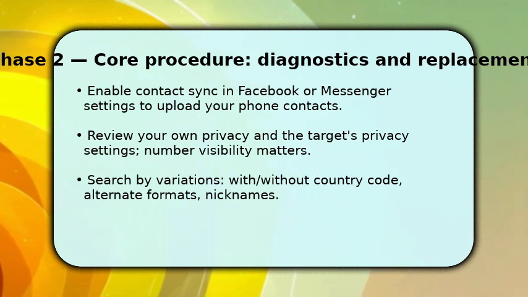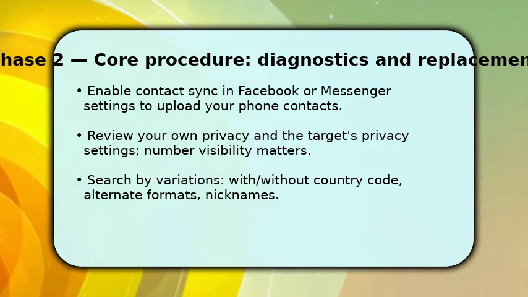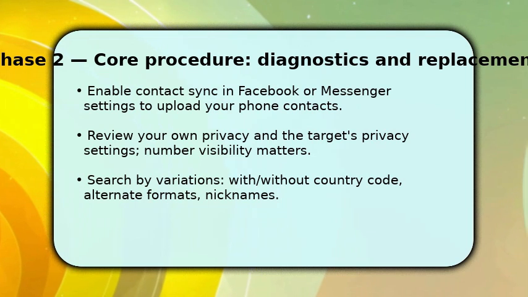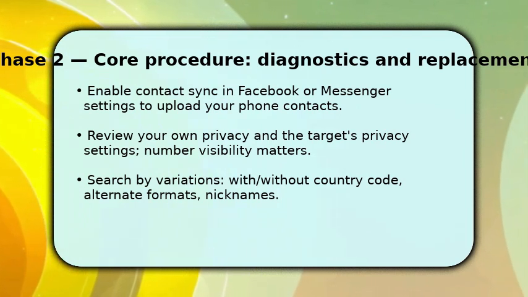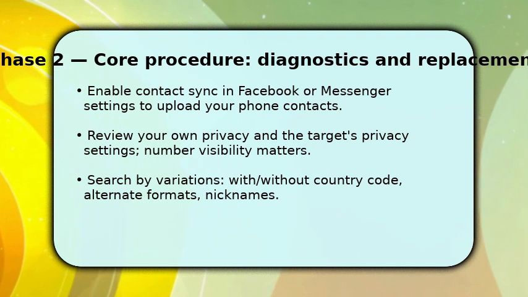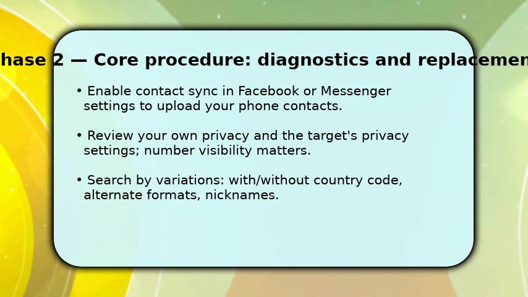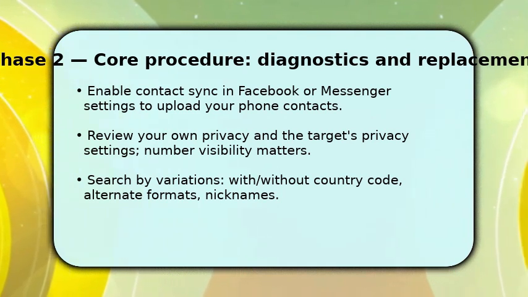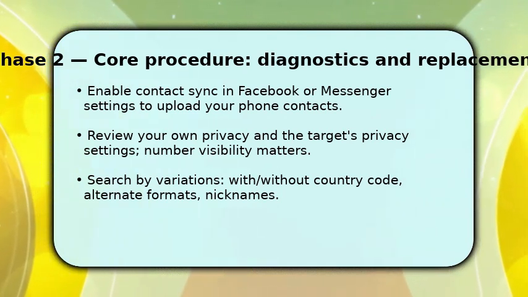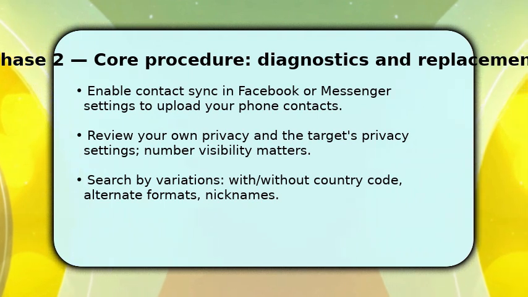At the same time, consider privacy settings. The person may have restricted who can find them by phone number, so results vary. Try multiple search formats, plus and minus country code, with spaces or dashes, and search for associated names or nicknames stored in your contacts, because sometimes Facebook matches via the saved contact name rather than the raw number.